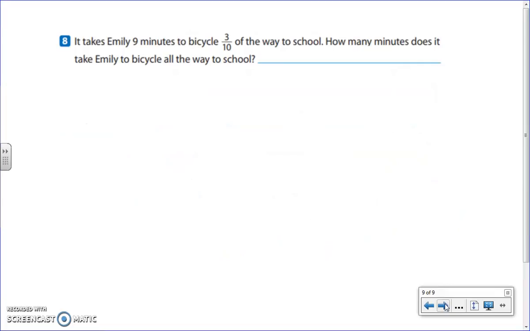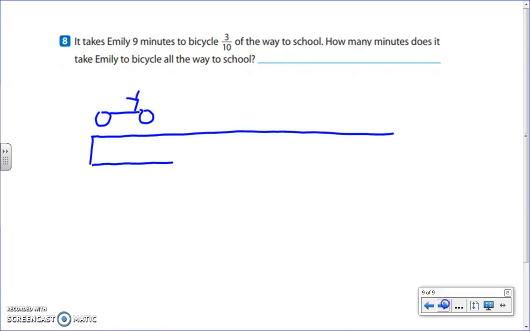Finally, it says that it takes Emily 9 minutes to bicycle 3/10 of the way to school. How many minutes does it take Emily to bicycle all the way to school? Okay, so let's just pretend Emily's on her path with her bike, and she's going to school. And here's her path. And let's see here, 1, 2, 3, 4, 5, 6, 7, 8, 9. You can see that this is separated into 10 pieces. Each of these pieces is 1/10.